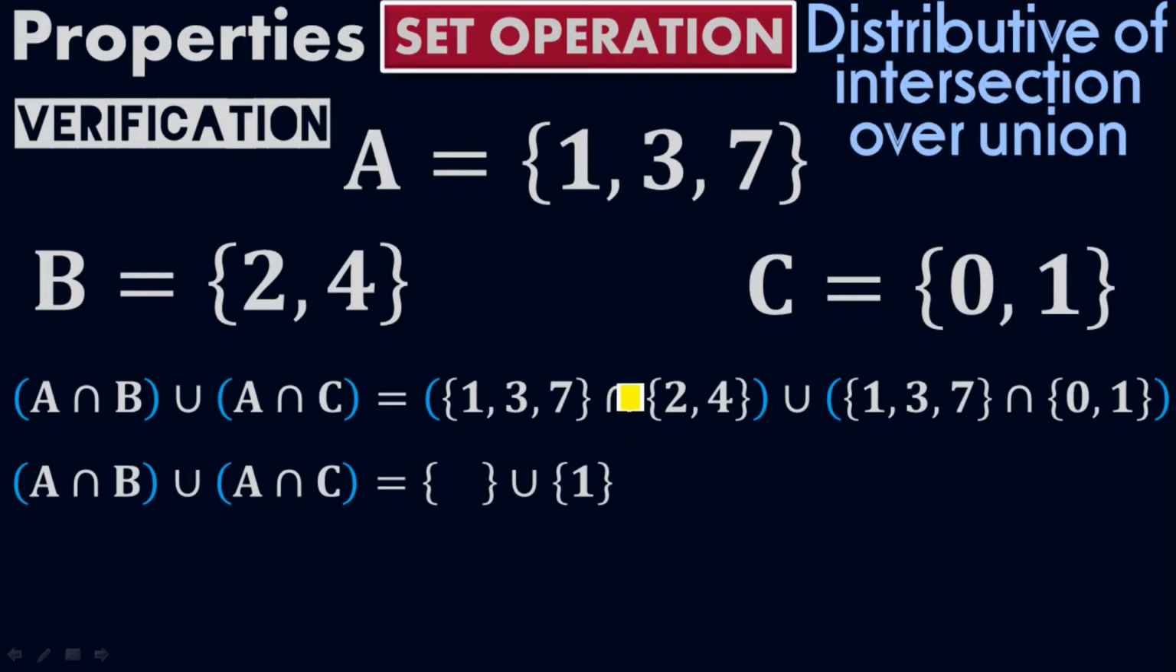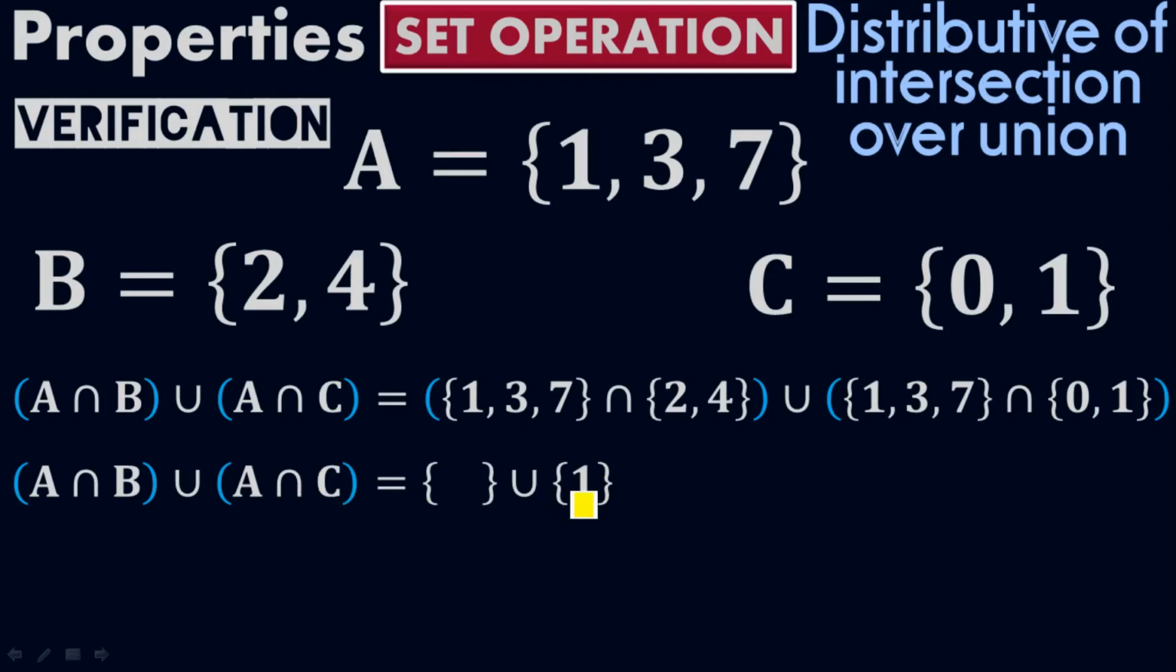In intersection we take common elements. Is there any common element in these two sets? No, there is no such element which is common. Therefore we will put the empty set. The empty set is the intersection of these two sets. Here, is there any element which is common in these two sets? Yes, 1 is common. 1 is here and here. So we will pick 1 here. So for A intersection B we have the empty set. For A intersection C we have the set 1.